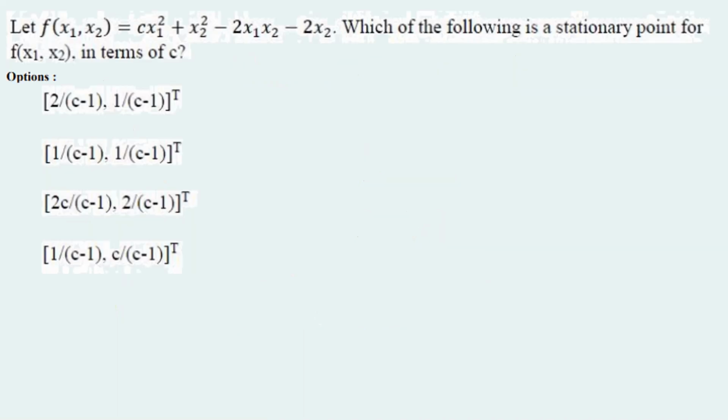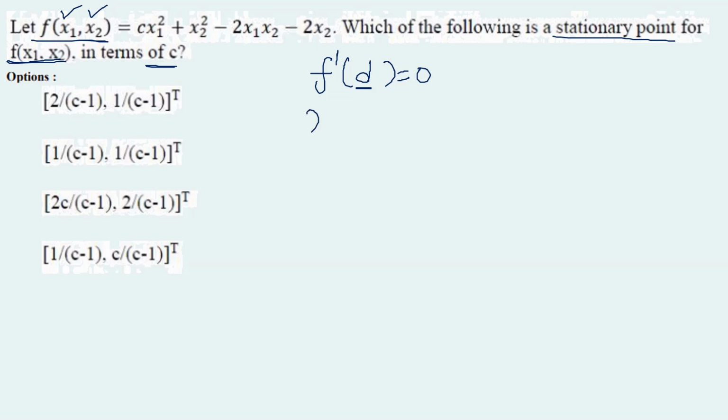Let's have a look at this question. Here function f is given which depends on two variables x1 and x2. We need to find the stationary point for the given function f in terms of c. A function is said to have a point which is called a stationary point if its first derivative at that point is equal to 0.